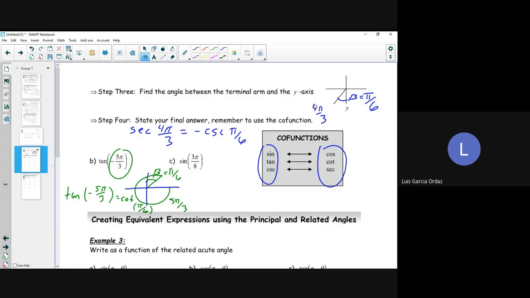So if the denominator was 3, then its correlated angle would be 6. And if it was 6, the correlated angle is 3. But if it's like 4, it'd be 4 as well.